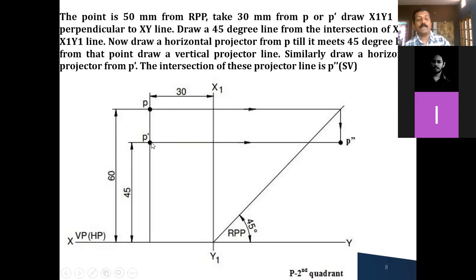Similarly, draw the horizontal projector line from the front view, P dash. So wherever this horizontal projector of the front view and the vertical projector of the top view meet or intersect, we call that one more point and call it P double dash, which is nothing but your side view. And this entire plane is called the RPP. The point is situated in the second quadrant. So this is how you have to complete the projection.